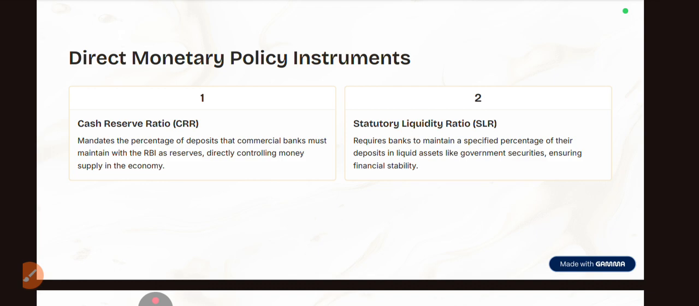Okay, now let's move to the statutory liquidity ratio. It requires banks to maintain a specific percentage of their deposits in liquid assets like government securities, ensuring financial stability. For example, if I have gold or security bonds, I should keep some percentage of them with RBI. Okay, this is known as SLR.